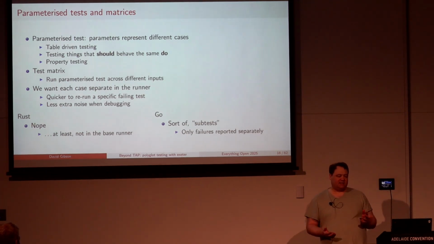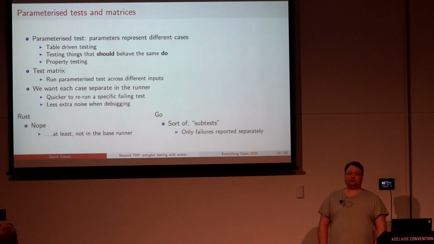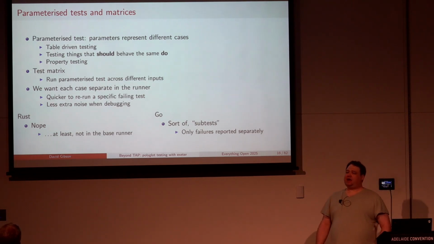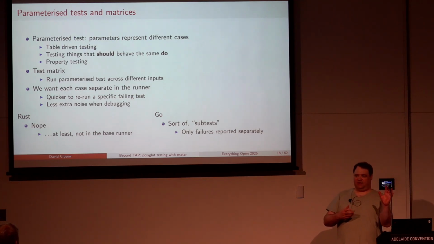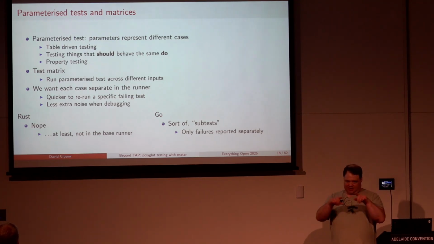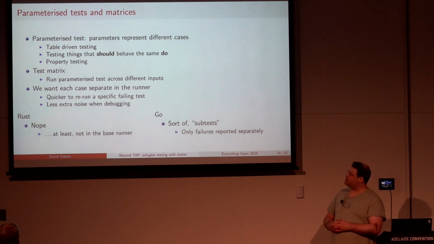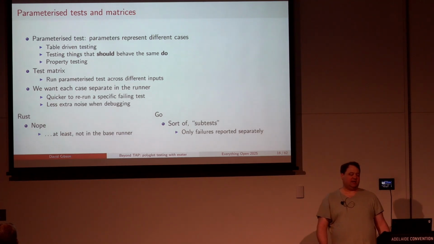So parameterized tests are useful, and that leads to what's called a test matrix, where you want to run a parameterized test across a whole bunch of inputs. The name comes from if you've got several parameters, you're testing all the values of this and all the values of that, and so you can have a table or matrix of all your possible combinations of results. All the examples I'm going to use here are just a single parameter, just to keep things simple. But that's a test matrix.